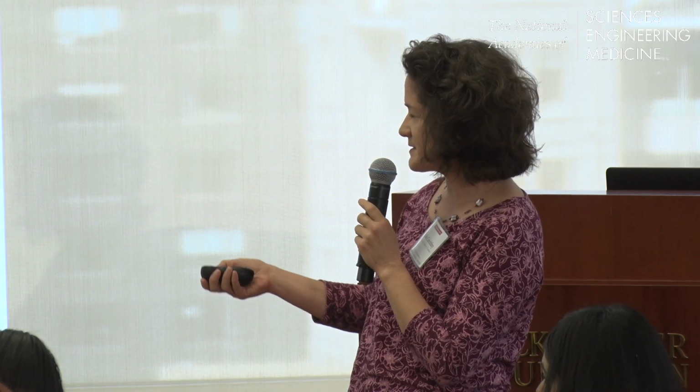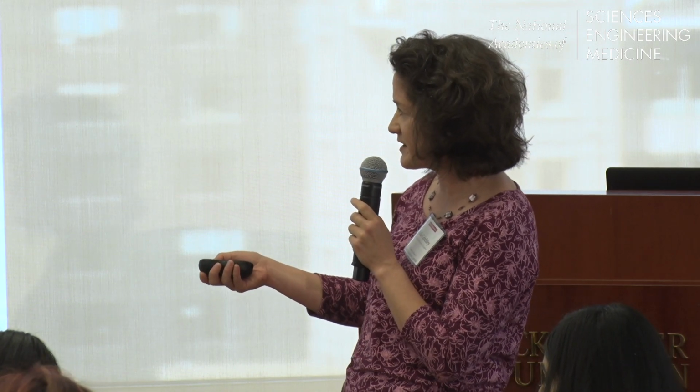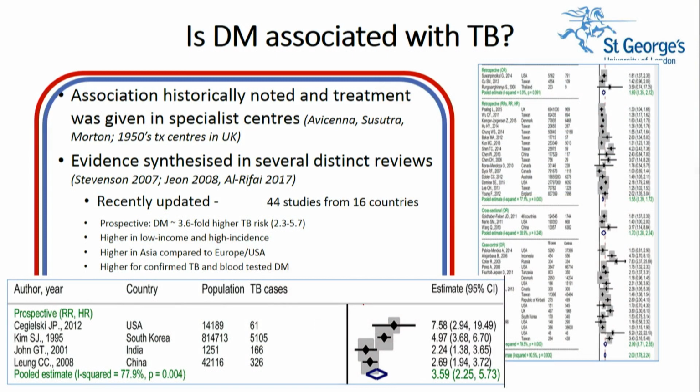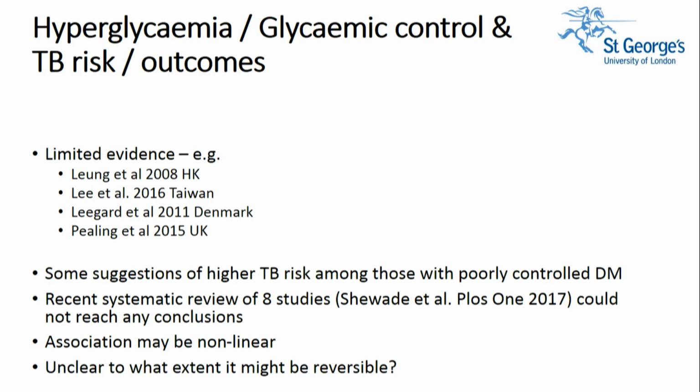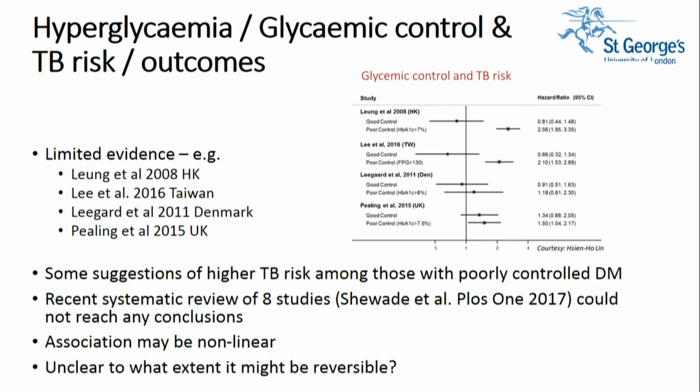And in the better designed studies as well, prospective cohort studies, the association was, if anything, stronger, and again, slightly stronger in low-income, high TB incidence studies and in Asia, and in the studies with better case definitions, microbiological confirmation of TB, and blood glucose or HbA1c testing for diabetes. So that moves me on to think about hyperglycemia and TB risk and TB treatment outcomes.